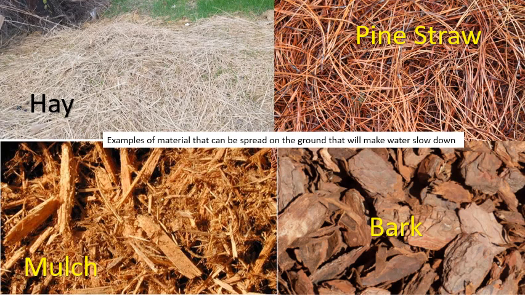You'll see a couple different examples. You got hay, pine straw, mulch, pine bark. Any of these things are all materials that are going to help to limit erosion, because it makes the water slow down and it will increase infiltration.